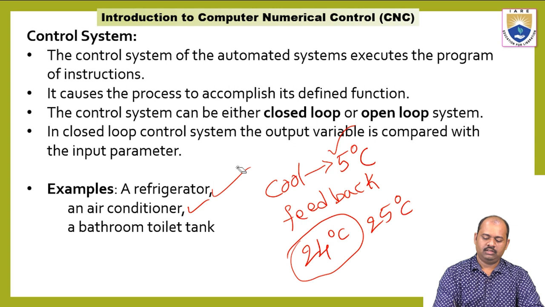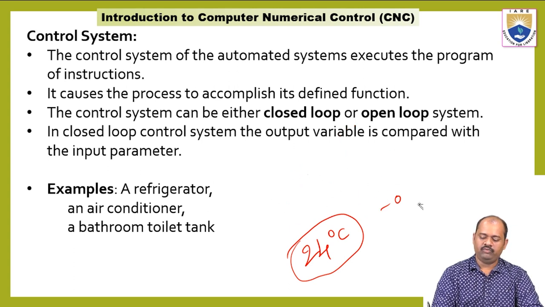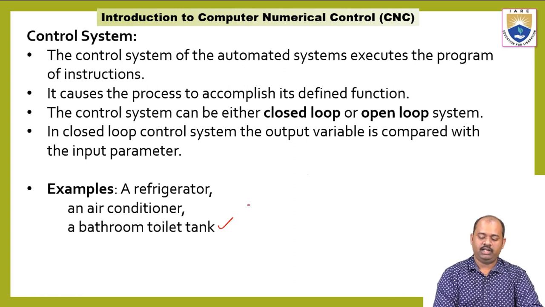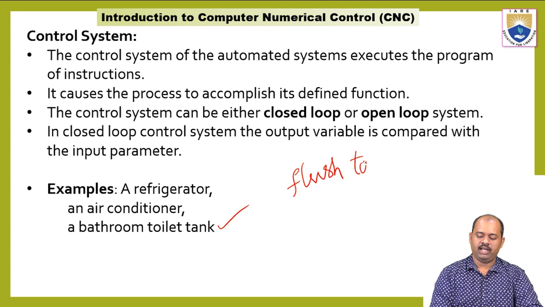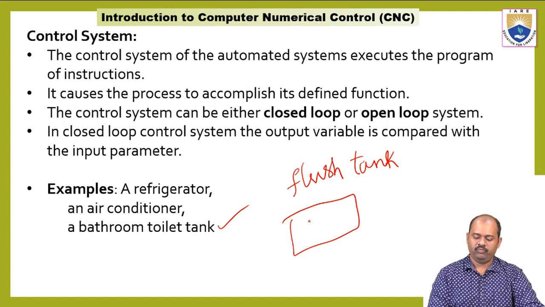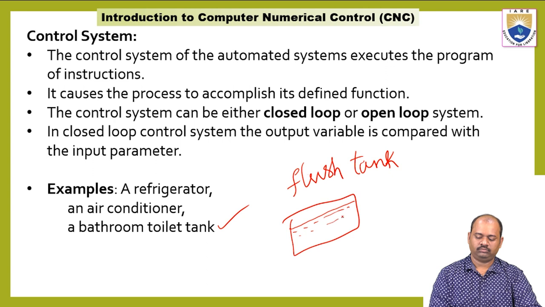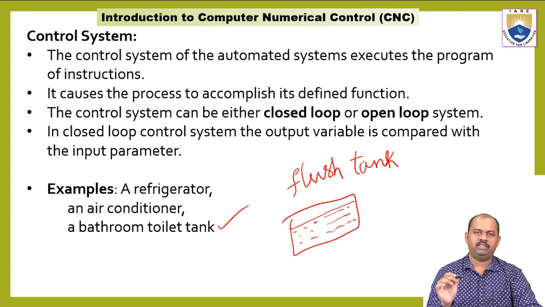And the third, very easy example is the toilet flush we use in our bathrooms. This toilet tank is an automated system. Whenever we flush, the water comes out of the flush tank, and again the tank has to fill. The water from the overhead tank will enter into the flush tank, which is very small and has a limited volume capacity. Whenever the water reaches a certain level, a simple automated feedback system is there, where a ball floats up in the water, which will stop the further filling of the tank.